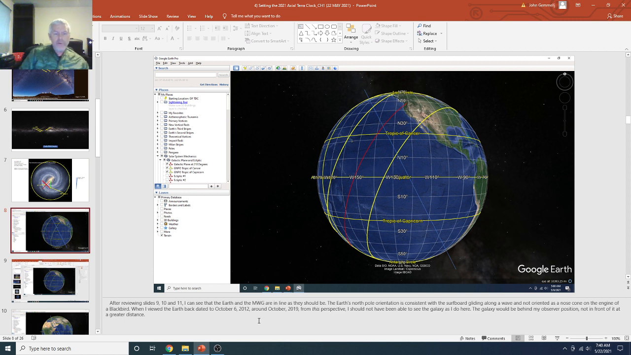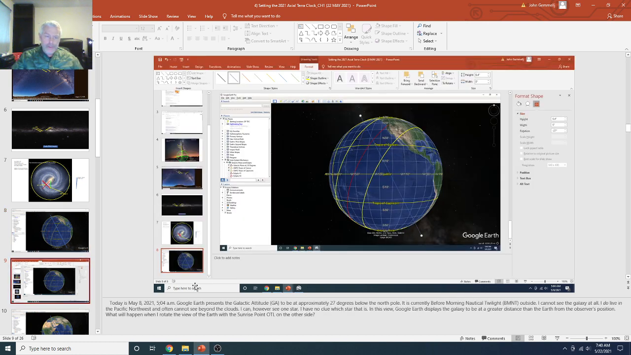When I viewed the Earth backdated to October 6, 2012, around October 2019, from this perspective, I should not have been able to see the galaxy as I do here. The galaxy would be behind my observer position, not in front of it at a greater distance. All right, so I was a little bummed.